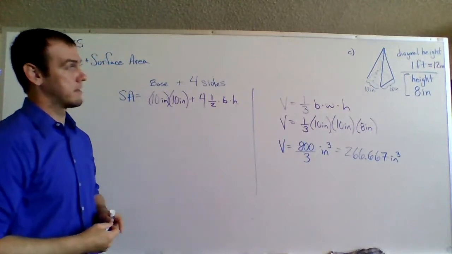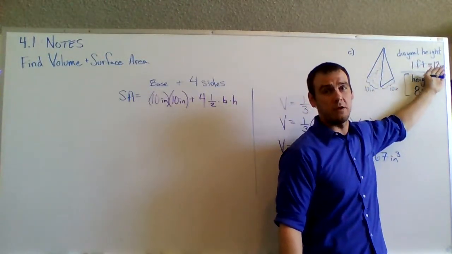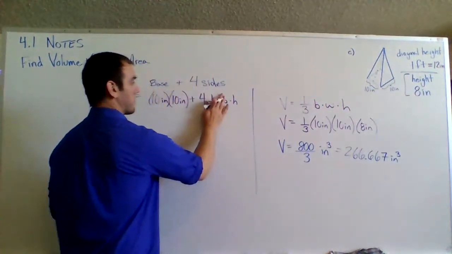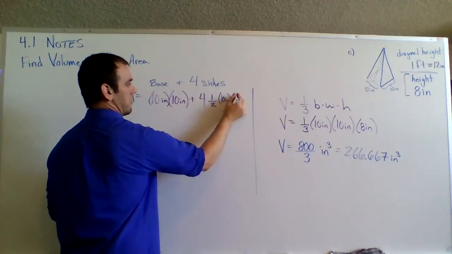Okay, my base is going to be 10. My height is going to be my diagonal height now, which is going to be 12. So this is going to be 10 inches. Height is going to be 12 inches.